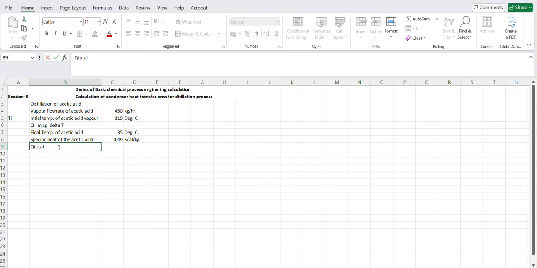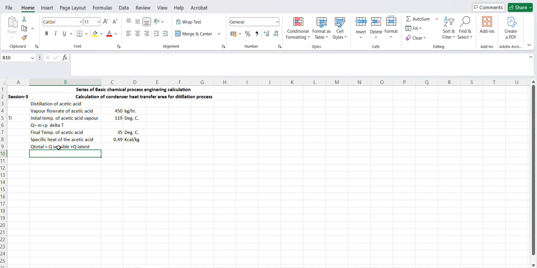total, which is equal to Q sensible plus Q latent. Q sensible is the amount of heat required to increase the temperature by 1 degree Celsius, and latent is the amount of heat required for a phase change. And in this operation we need both sensible heat as well as latent heat, because we are converting from one phase, the vapor phase, to the liquid phase.